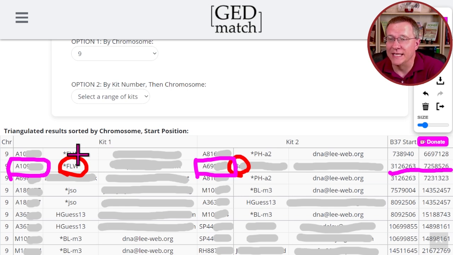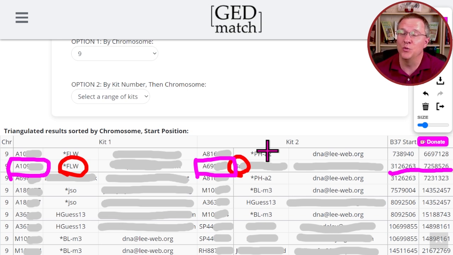For instance, I can see right off the bat here that FLW also matches a known relative of mine on this same chromosome. So I'm likely going to put both of these people into that group, even though it's just FLW that matches that other one. So this is a great way that we can go through and use our matches to help identify how some of these other people are related to us.